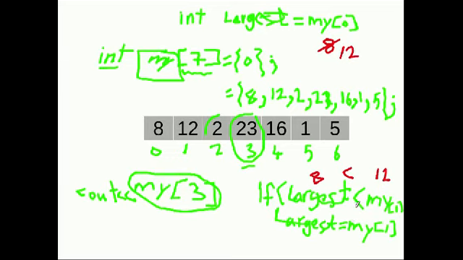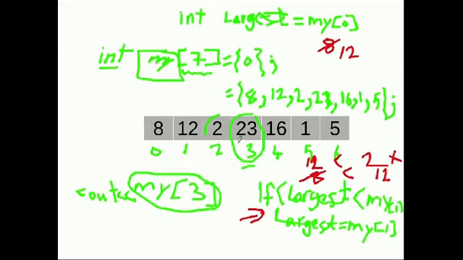And now what do I do? Increment. Go to the next element. I'm gonna check with 2, but I'm gonna check it with largest, which has the value 12. So I'm saying, 12, is it less than 2? No. So I won't go in the body of the if statement. I don't have an else, so I don't need to do anything. I just increment and go check the next element.